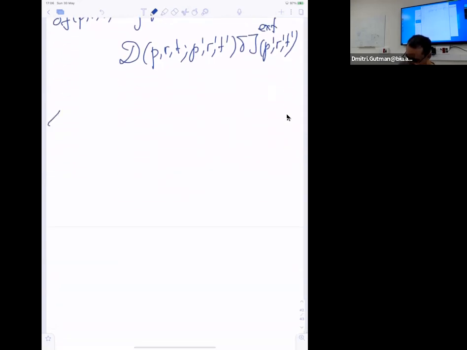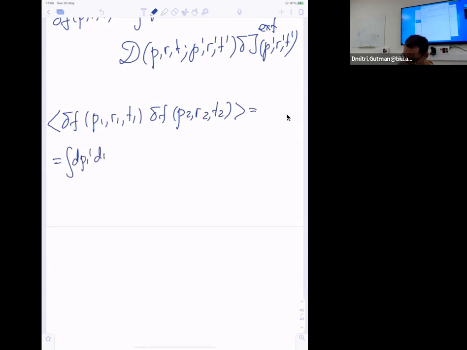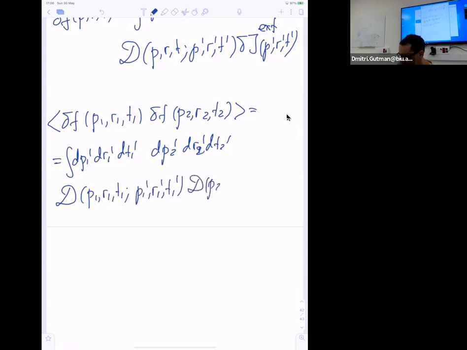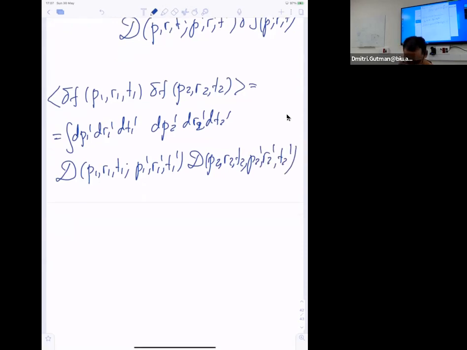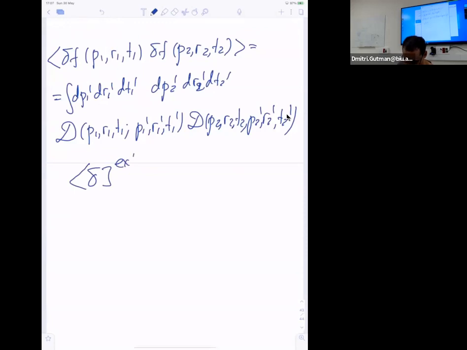Therefore, the object delta f at p1, r1, t1, delta f at the point p2, r2, and t2 will be just equal to the integral with respect to everything, p1 prime, dr1 prime, dt1 prime, and the same with respect to the second component, of the Green function D p1, r1, t1, p1 prime, r1 prime, t1 prime, times the Green function D p2, r2, t2, p2 prime, r2 prime, t2 prime, times the correlator of delta J external at p1 prime, r1 prime, t1 prime and p2 prime, r2 prime, t2 prime.